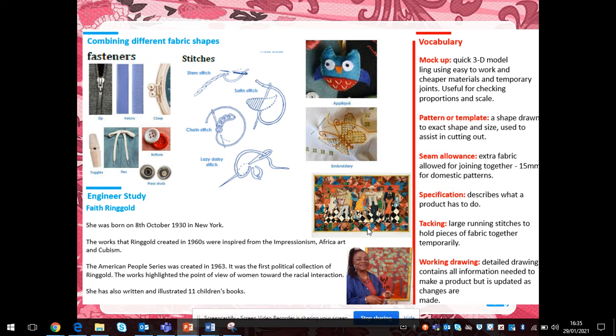Okay, within your pack, you've got your knowledge organiser for this unit of work. If we were in class, we would be looking at having a go at some of these stitches. So when you come back, we will definitely be having a go at that. Look here, your engineer studies Faith Ringgold, it tells you some facts about her, which will come in useful in the following lessons. You've also got your key vocabulary. Please make sure you have an attempt to learn the definitions of those key vocab, okay?